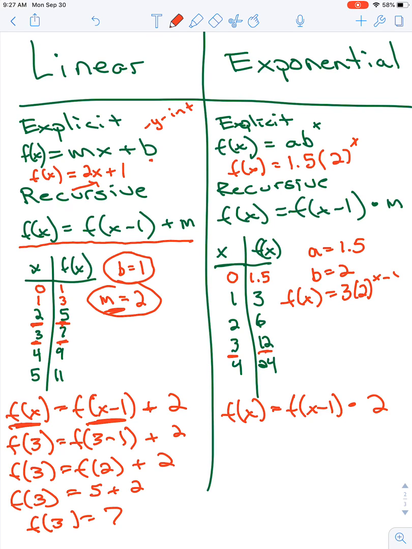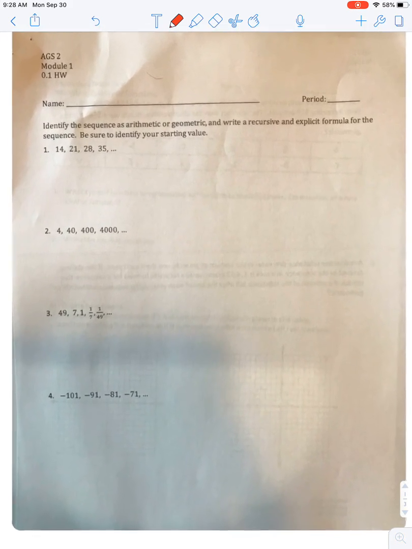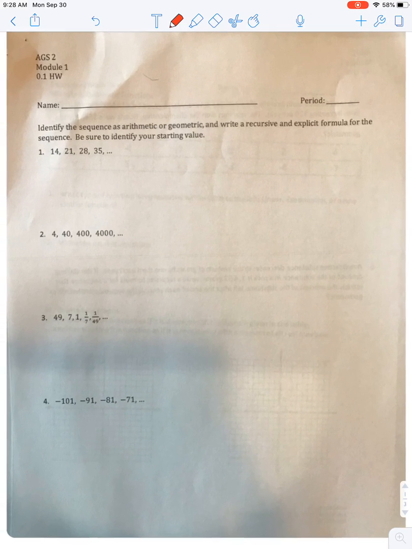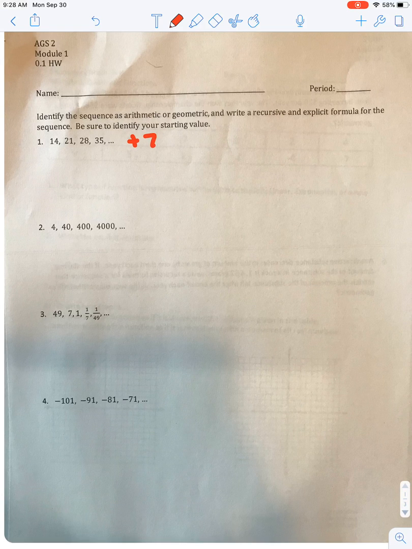So you need to take this thinking and apply it to the worksheet. So let's just do 1 or 2 of these to get you guys started. You need to look at your sequence and try to decide what it is that's going on. So this one is adding 7. So that tells me that m is equal to 7. And then b is the start value.